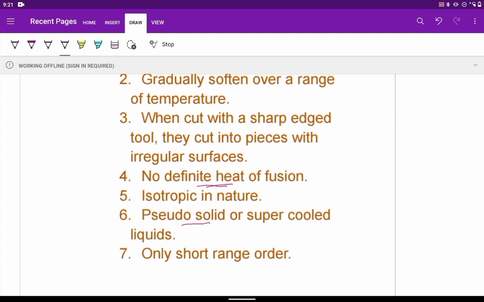They have a short range order because the arrangement of particles is randomly disordered. So they have a short range order. And particularly the fifth point, isotropic in nature, is very important. They exhibit uniform properties in all the directions.